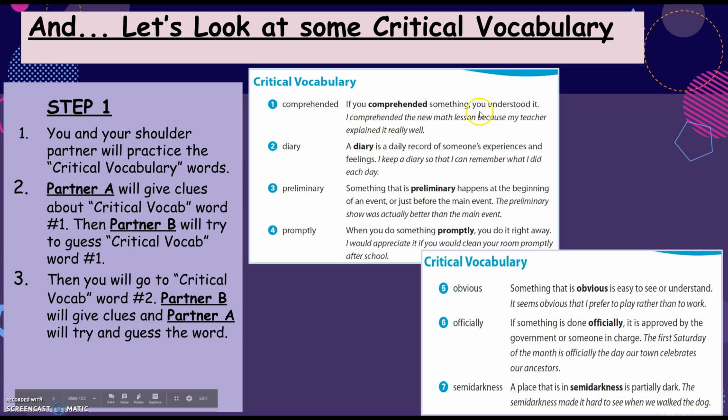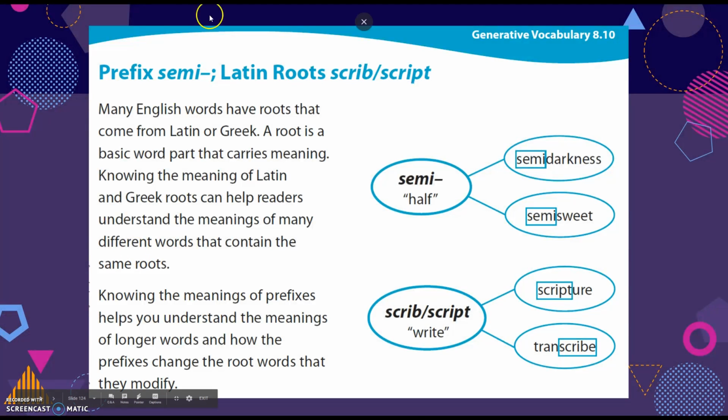So you'll do that going through 1 through 7. Okay, this should take only about, I'd say, 5 minutes to do. So you're going to keep switching until you get through all 7.